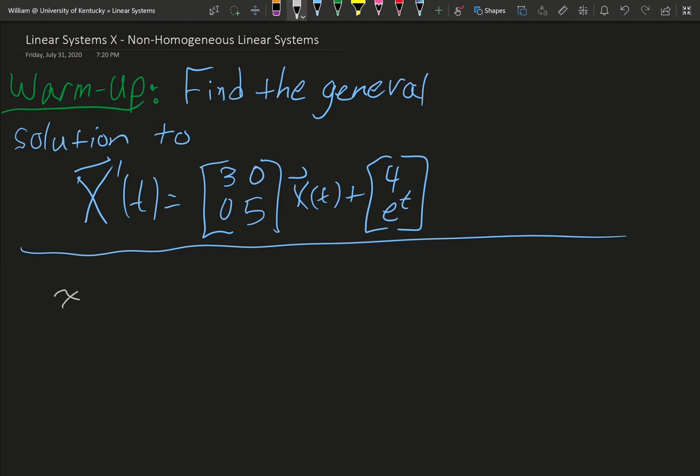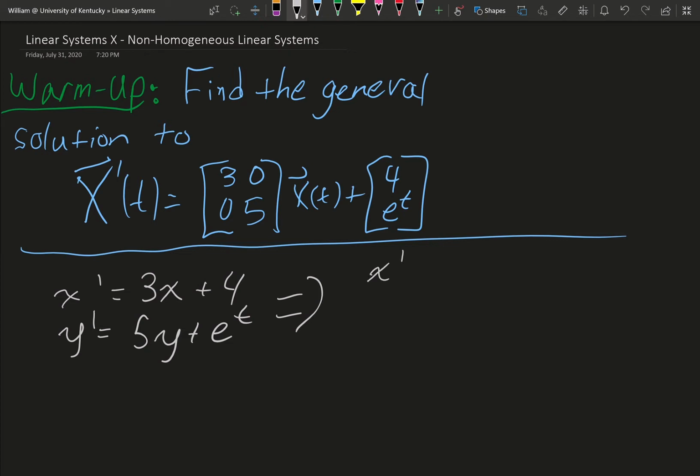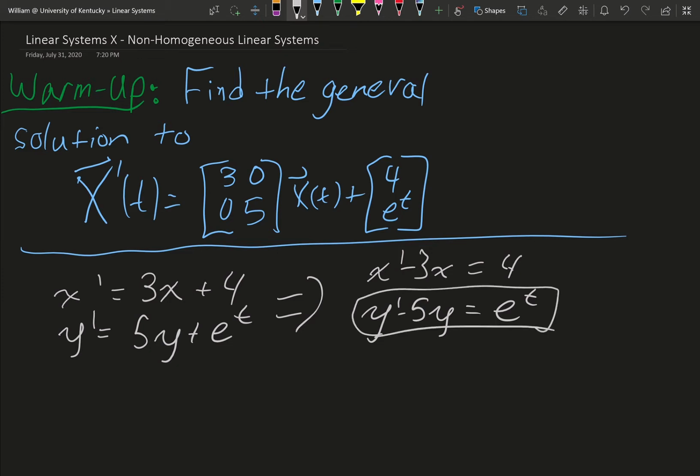So if you convert it, you should get x prime equals 3x plus 4 for your first equation, and y prime equals 5y plus e to the t. Right, so these are both just first order linear equations, which we've been dealing with since the very first section. And so we get something like this. I'll go ahead and remind everyone the steps for this.